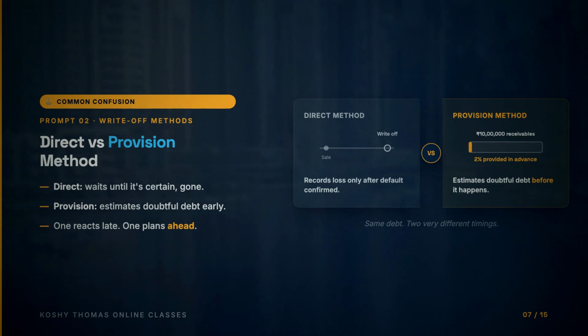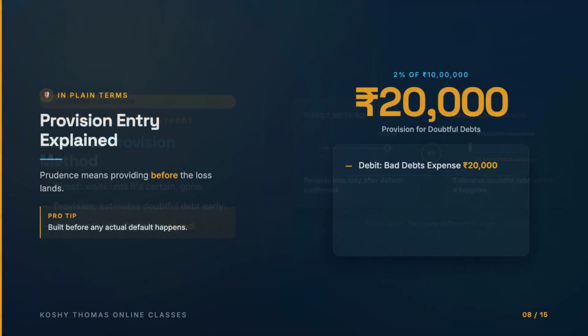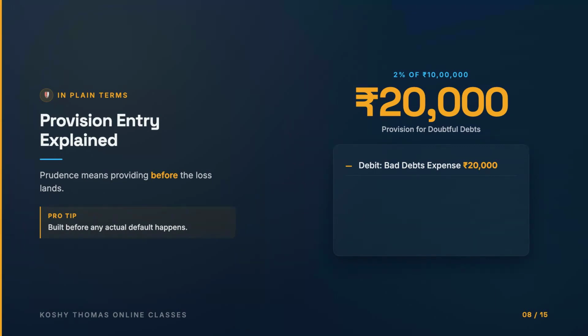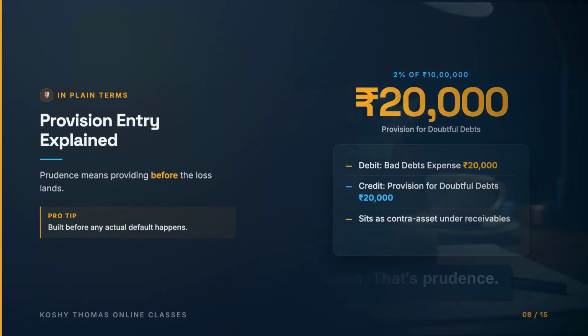Say your receivables are 10 lakh rupees, and history tells you 2% usually goes bad. You provide for it now. 2% of 10 lakh is 20,000 rupees. Debit Bad Debts Expense, 20,000. Credit Provision for Doubtful Debts, 20,000. This is a contra asset. It sits below receivables on your balance sheet, quietly reducing it. No customer defaulted yet. You're just being realistic in advance.